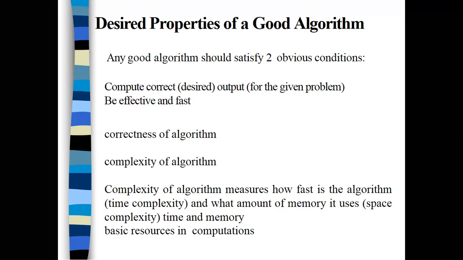Complexity of an algorithm measures how fast the algorithm is and how much memory it uses: time and memory, the basic resources in computation. For a good algorithm, first you have to design the series of steps to solve a problem, the output should be correct, and the algorithm should be short and fast.